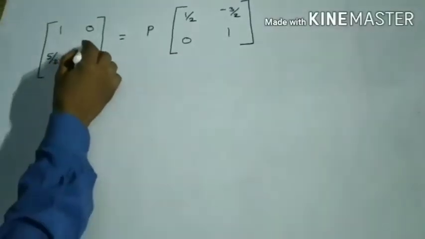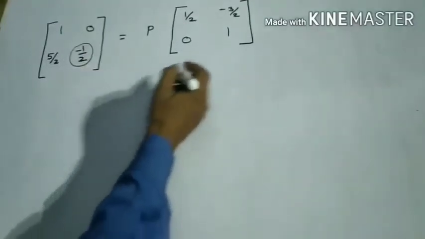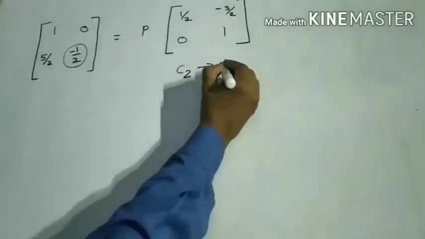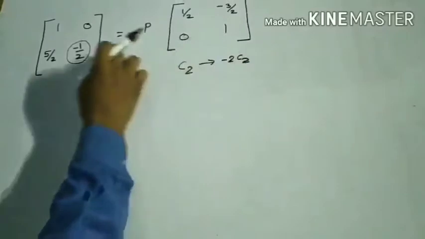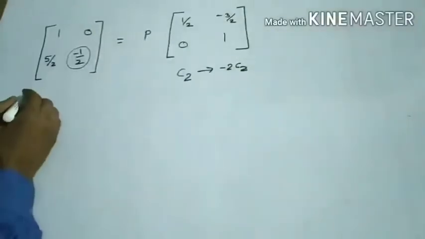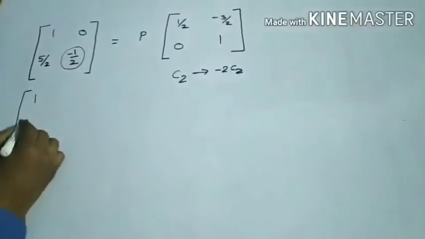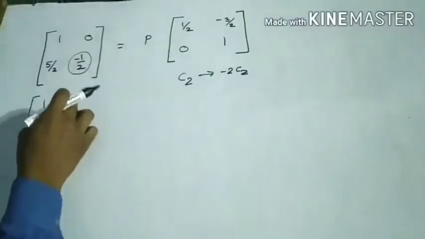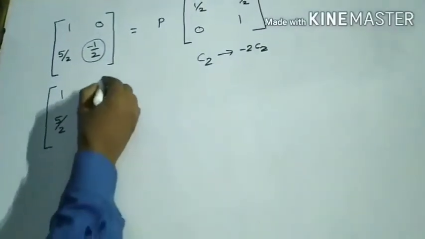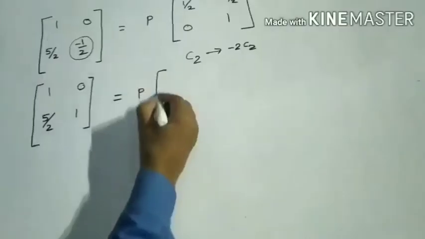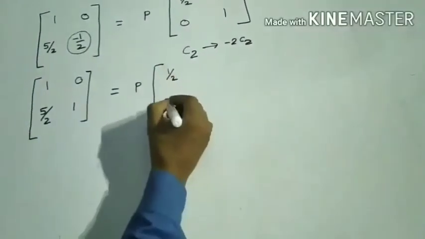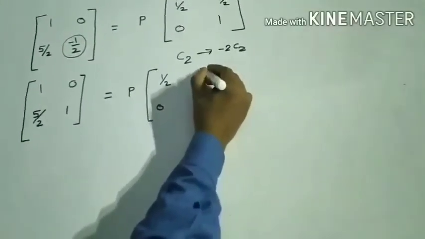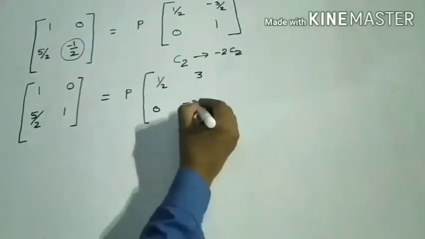Now here if we want to make 1, we are going to apply a column operation, in C2 we multiply by minus 2. Then what we will get? In the first column there is no change, in the second, 0 multiplied by minus 2 is 0, and minus 1 by 2 into minus 2 we will get 1. This is P, and here also in the first column there is no change, but in the second column when we multiply minus 3 by 2 into minus 2, we will get plus 3, and after this is minus 2.